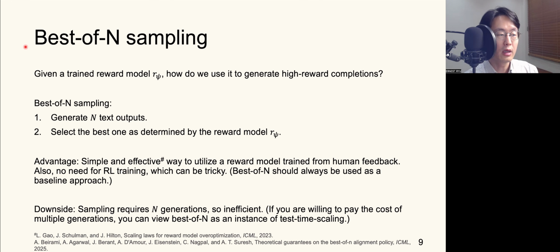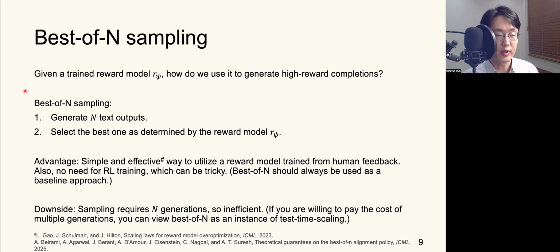Okay, so we've trained a language model. We've done instruction fine-tuning. We provided a bunch of prompts and a collection of responses, and we've shown that to our hired human annotators to get human annotation data. And now we've trained the reward model R psi. Okay, so given a trained reward model R psi, how do we use it to generate high reward completions?